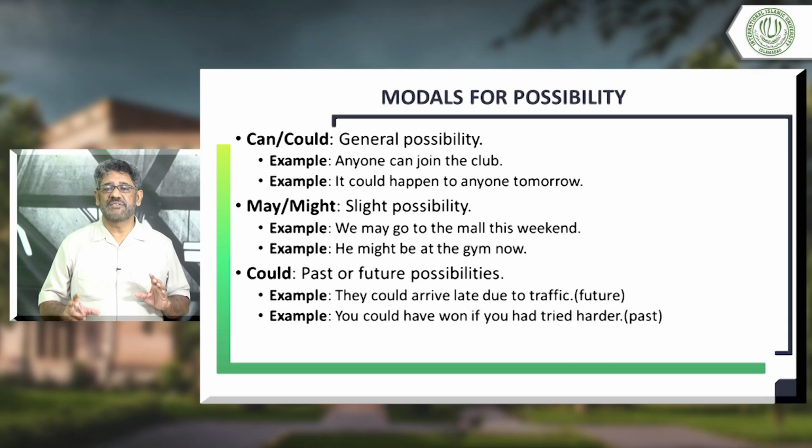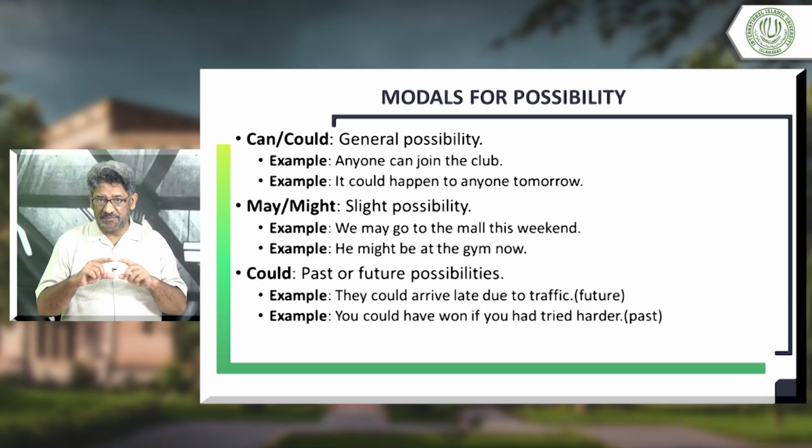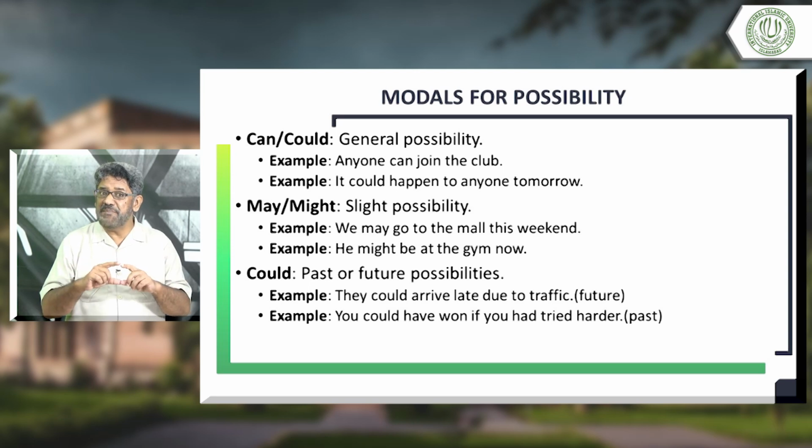Many students think that could is always the past form of can. It is the past form, but here could should not be understood as describing something in the past. Look here, we are talking about the future. They could arrive late due to traffic. We are talking about a future possibility. This is where I find many people making mistakes, or they don't understand.